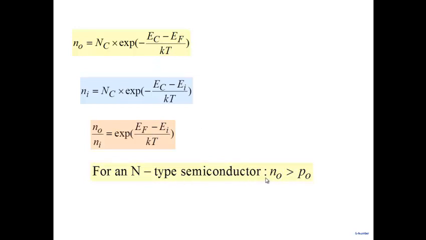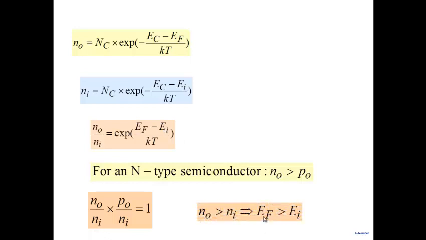For an N-type semiconductor, n0 is greater than p0. What does that imply? Note where this relationship is coming from: n0 p0 is ni squared. So now we are saying for an N-type semiconductor, n0 is larger than p0. What does it mean in terms of the position of EF with respect to EI? n0 is larger than p0. So will the first term n0 by ni be greater than 1? Greater than 1. If it is greater than 1, where is my EF with respect to EI? Above. EF is above EI.